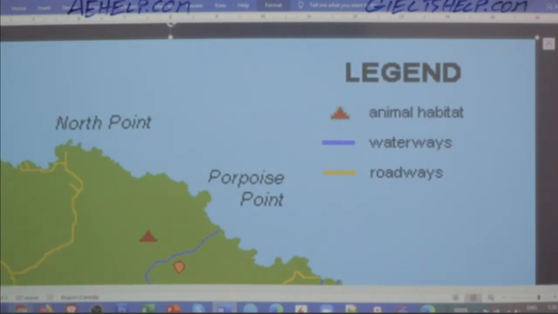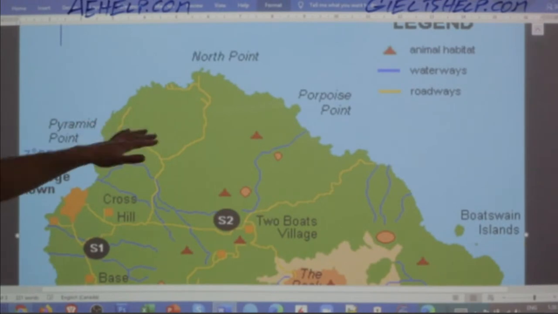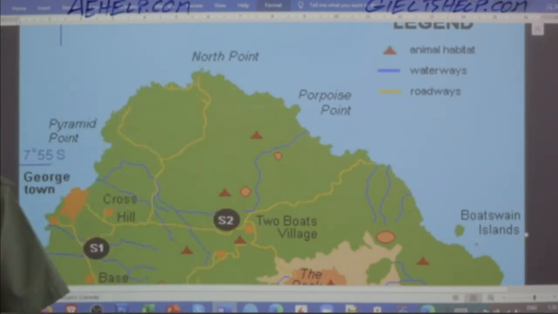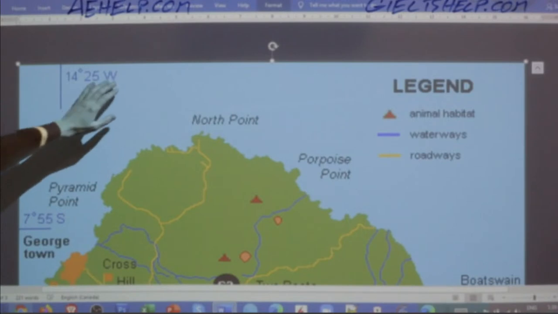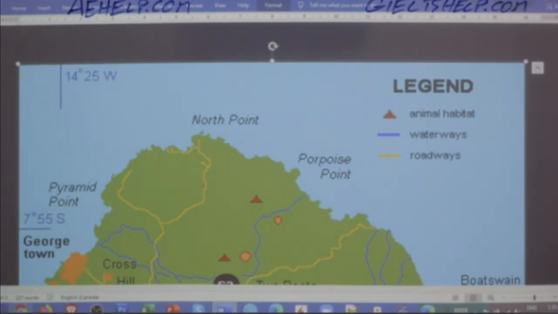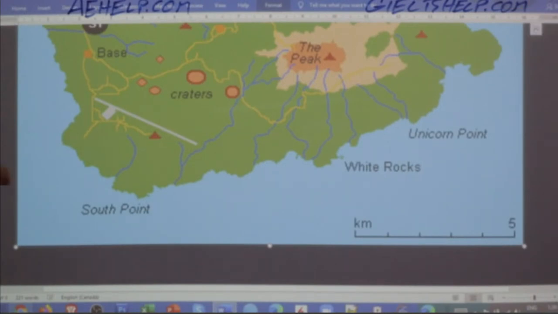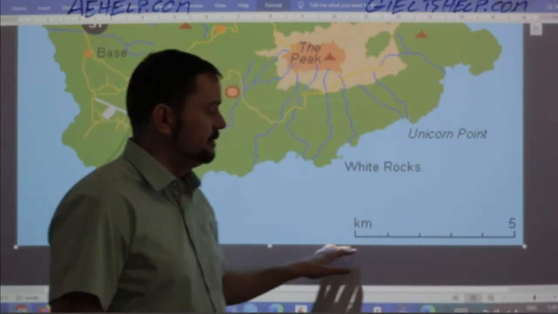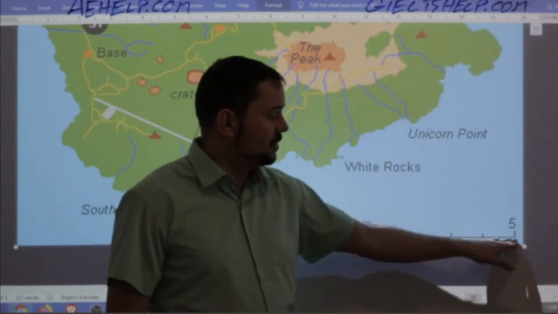All right, and then, of course, you have a lot of descriptions of this island as well. So you have all of the different places. North Point, of course, is the north part of the island. I wonder if we have a compass here. No, but we do have some bearings, 14 degrees, 25 west, and 7 degrees on the 55th parallel south. So maybe we don't need to get into that much detail. And then here we have a scale on the island as well. That's kind of interesting to note. If you're given a scale like this, then definitely pay attention to it. It shows a 5-kilometer scale.